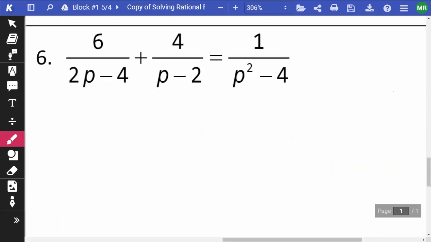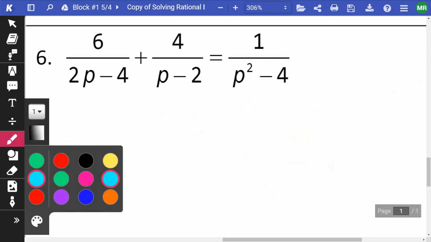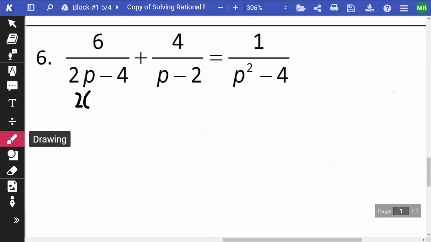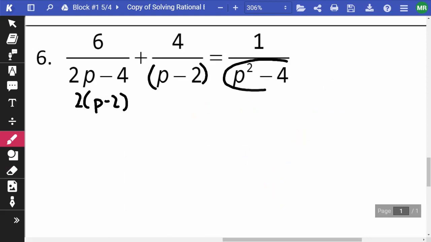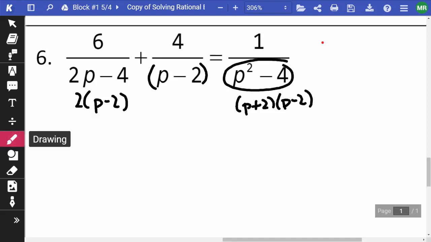So on the last one, I'm going to factor a 2 from here. Let me use a little thinner. Okay, so I'm going to factor a 2 from here, and I get a p minus 2. Here I have a p minus 2. Here, this is a difference of squares, and that is going to be a p plus 2 and a p minus 2. So in terms of my restrictions, p cannot be 2, and p cannot be negative 2. Those are going to be my restrictions.